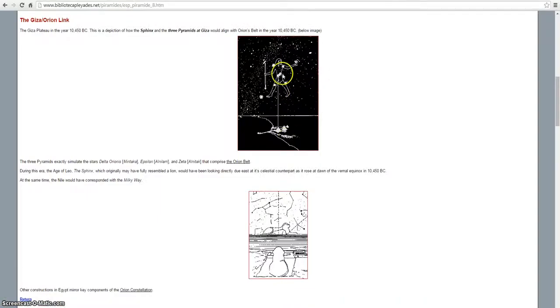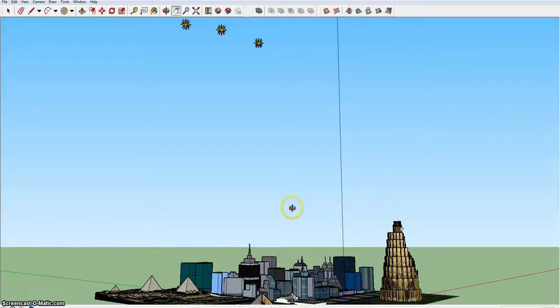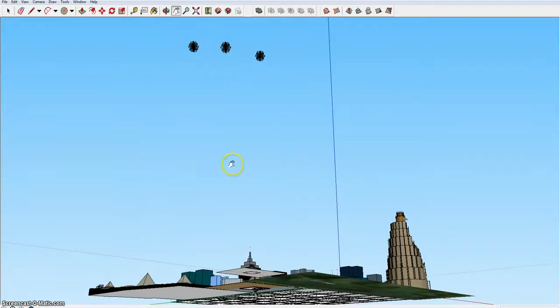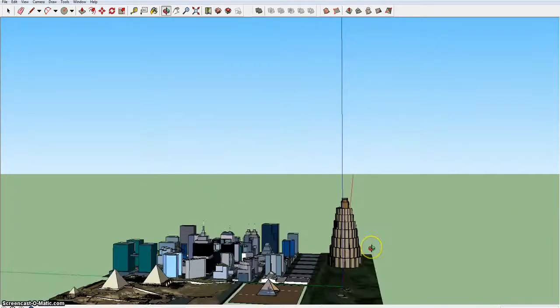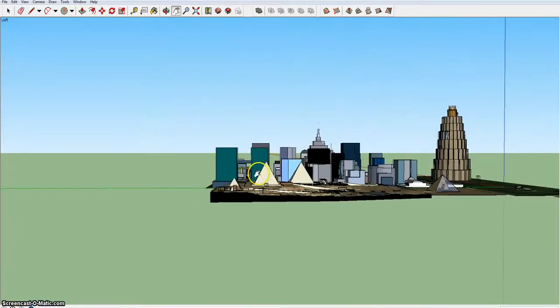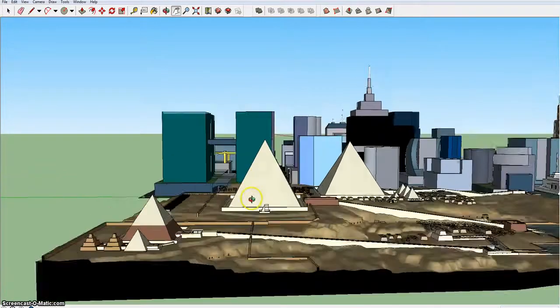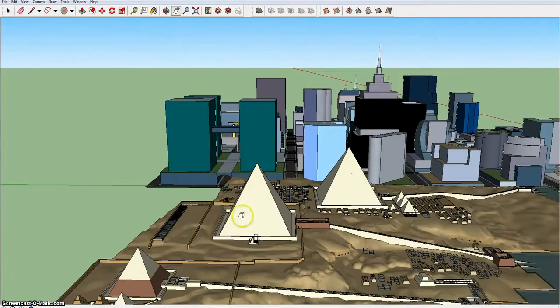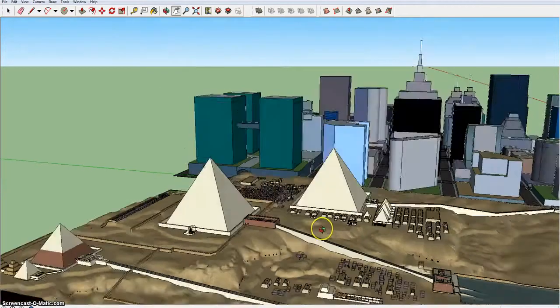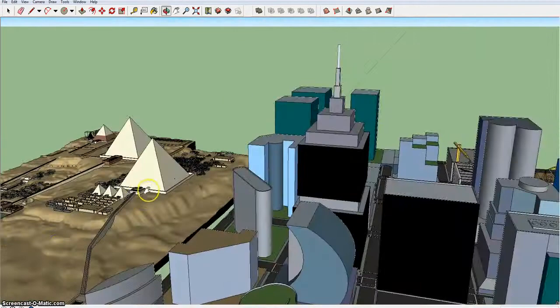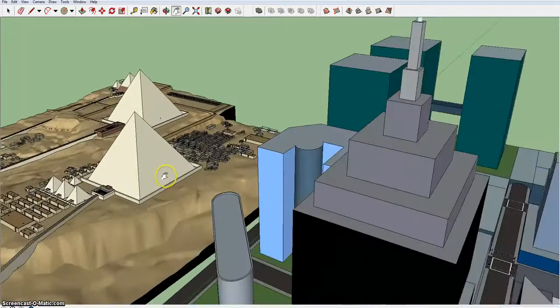All right, and also the Egyptians believed that when they died, they would go up to the stars, which actually, let's go down here. Let's take a quick look. All right, so now we have Orion's belt right up here, right? Now let's move over here. Let's take a look. This is Giza, and what we have is, if you notice, let's zoom in down here a little bit.